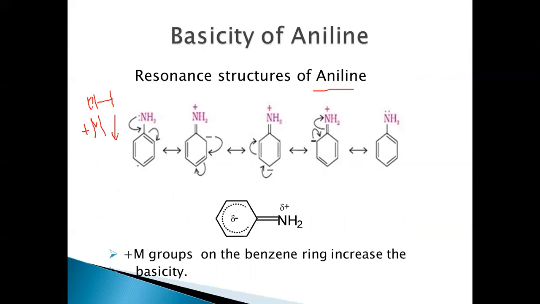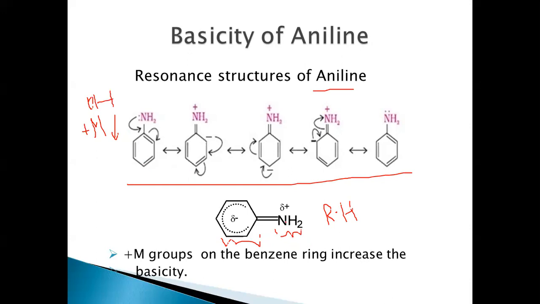So it is a plus M effect group like the OH group, and as a result of this plus M effect of the NH2 group, it will result in the formation of 5 resonance structures. The 5 canonical forms can be seen here, as a result of this plus M effect of this NH2 group. And this is a resonance hybrid of aniline here. There's a negative charge on the benzene ring and a partial positive charge on this NH2 group.